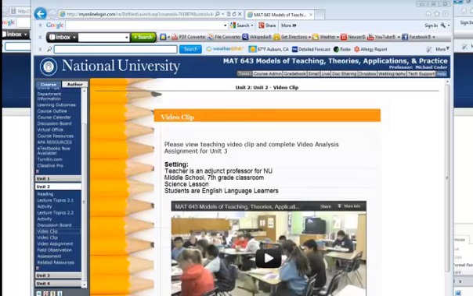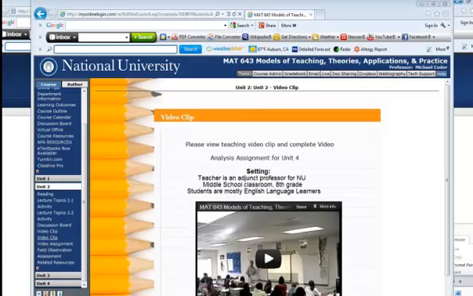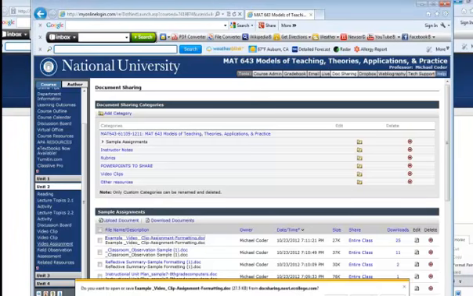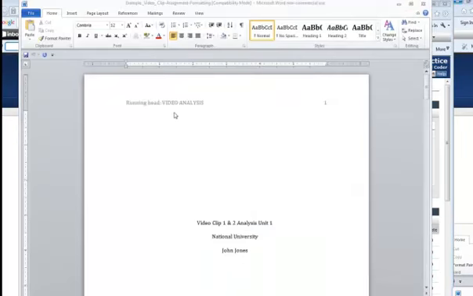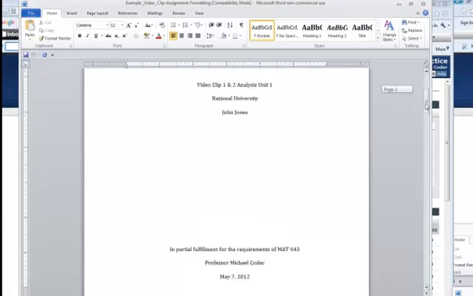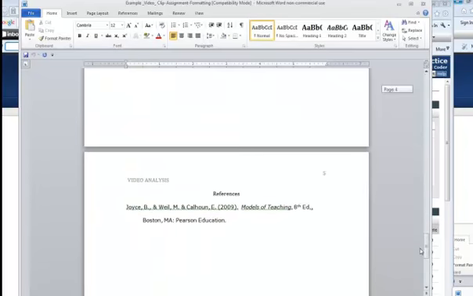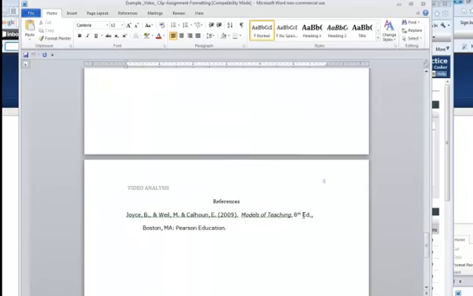We have two short video clips to analyze also. You can use the same formatting as in the sample assignments in doc sharing for the video clip assignment. Be sure not to forget the running head, the page numbering, and your page title that are bolded, and also the reference page that's double spaced.